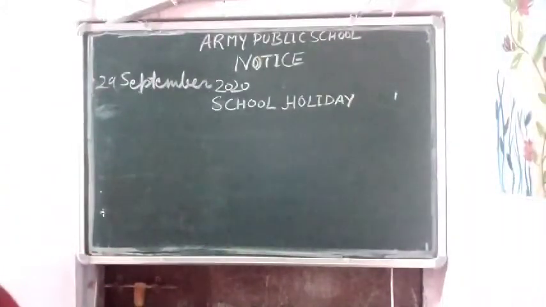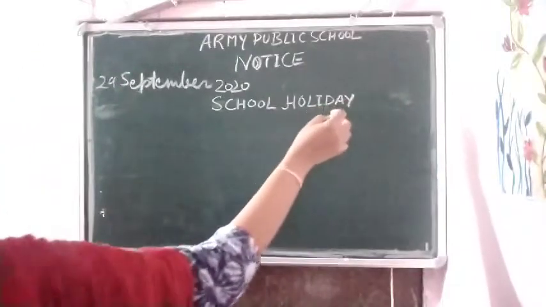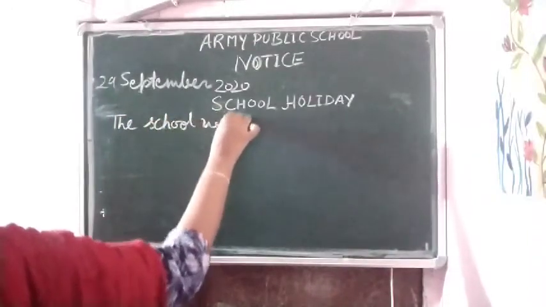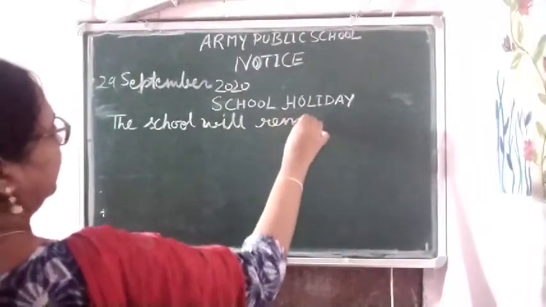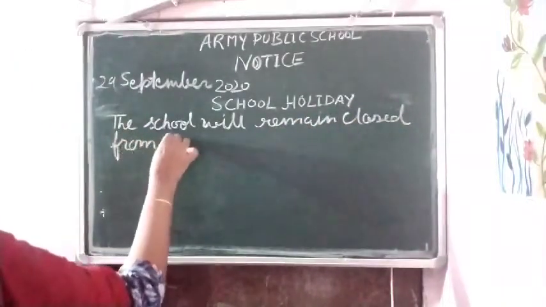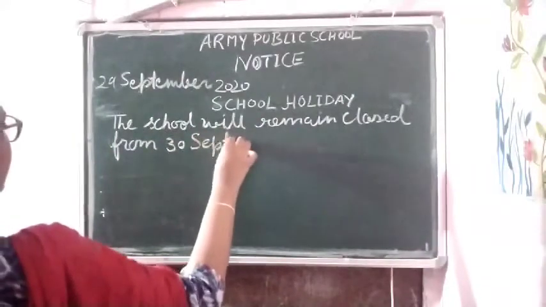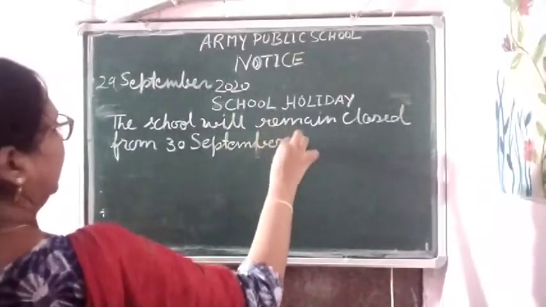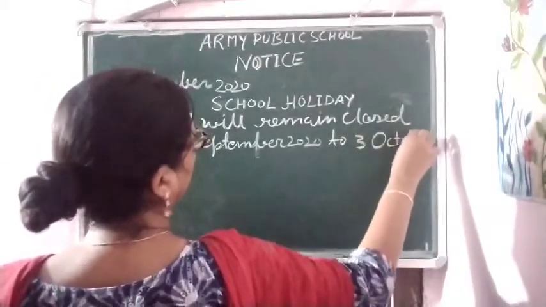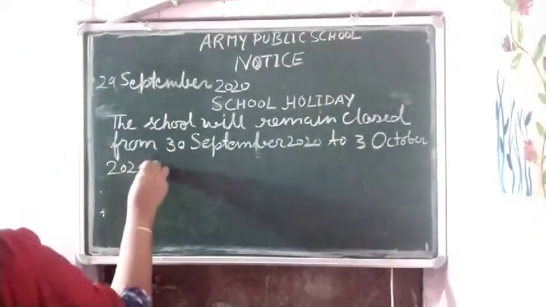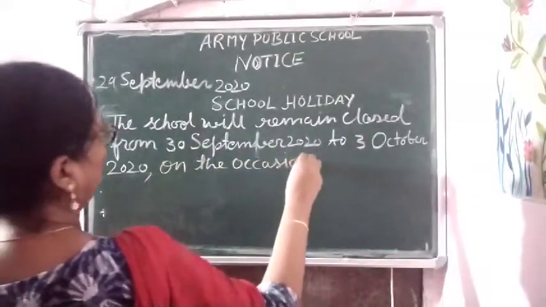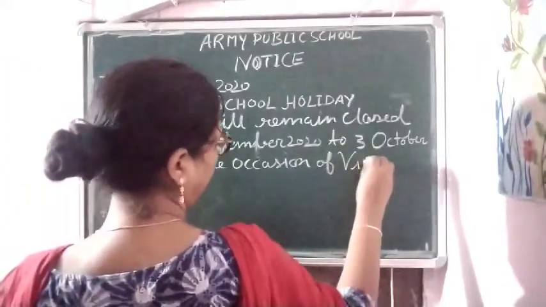Okay. So then we are going to start. The school will remain closed from 30th September 2020 to 3rd October 2020 on the occasion of Vijayadashmi.